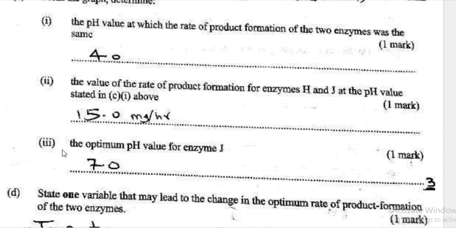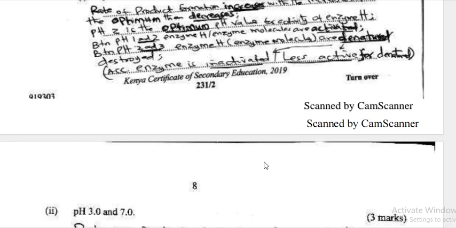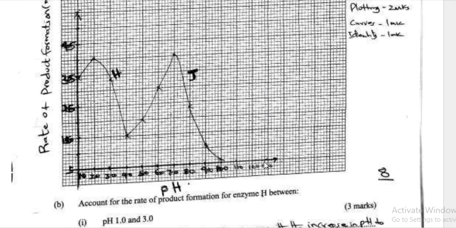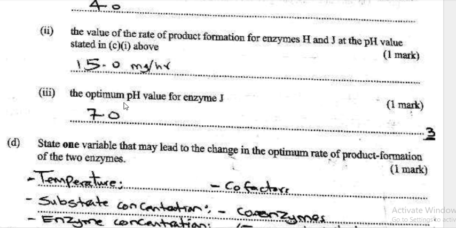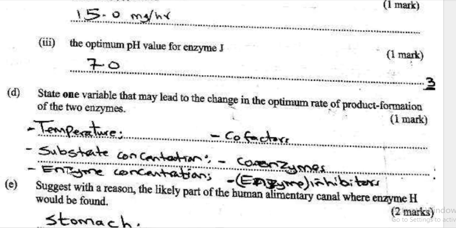It was the same. The optimum pH value for enzyme J. Let's look at J. And J, where we have the highest amount of product formed, it is at pH of 7. You can see it is 7. That is the optimum pH. State one variable that may lead to the change in the optimum rate of product formation of the two enzymes. You can have temperature, substrate concentration, enzyme concentration, cofactors, coenzymes, enzyme inhibitors.